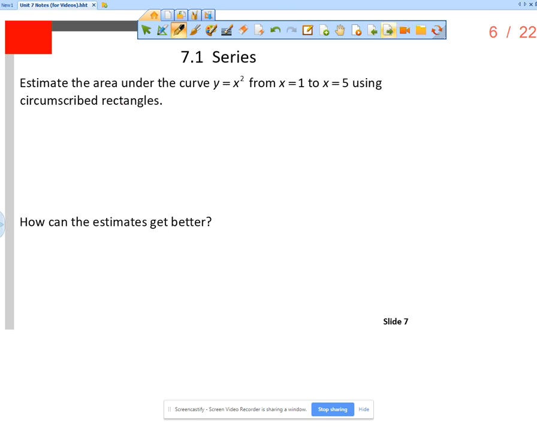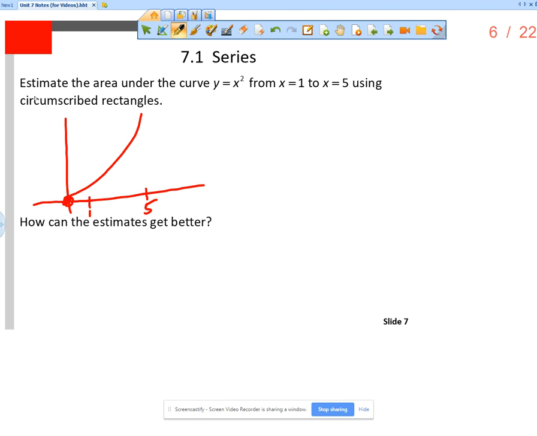All right, so now, let's take one more, all right? So it says, estimate the area under the curve y equals x squared from x equals 1 to x equals 5 using circumscribed rectangles. All right, so first of all, we've got to draw a graph. So y equals x squared, okay? What is y equals x squared? Just a basic parabola starting at 0, 0. All right, so we draw that. All right, now, we want to go from 1 to 5. So I'm just going to put 1 here, and I'm going to put 5 here, right?